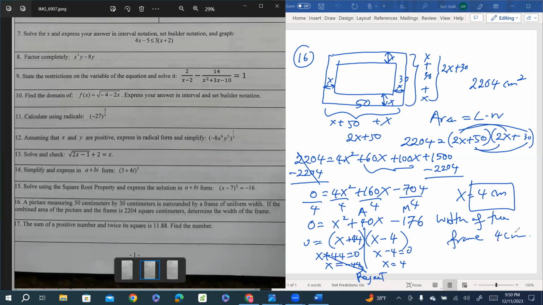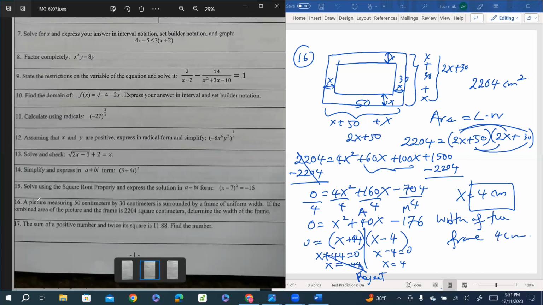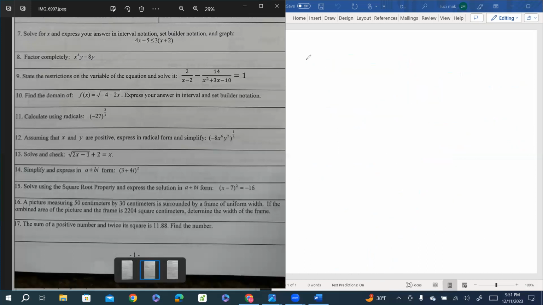Let's do 17. Let me erase all that. I'm sorry. I hope you had time to copy all that. Of course, you can pause if you want to. So let me look at the next one. All right, so number 17.